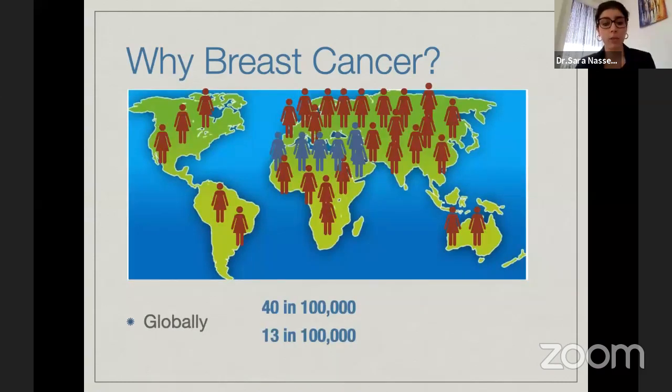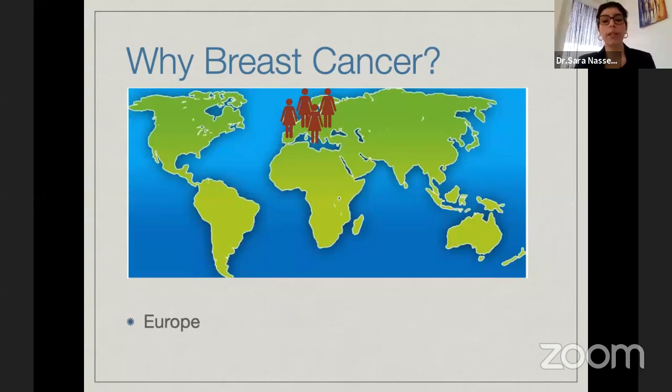Globally, the incidence of breast cancer is about 40 in 100,000, and the mortality is 13 in 100,000. It is the most frequent tumor affecting women worldwide. In Europe in particular, it is known to be a cancer that's affecting more the higher income countries, also because it's more typical with the Caucasian population. The incidence in Europe is slightly higher than the global incidence. It's at about 69 in 100,000, with a mortality of about 16 in 100,000.